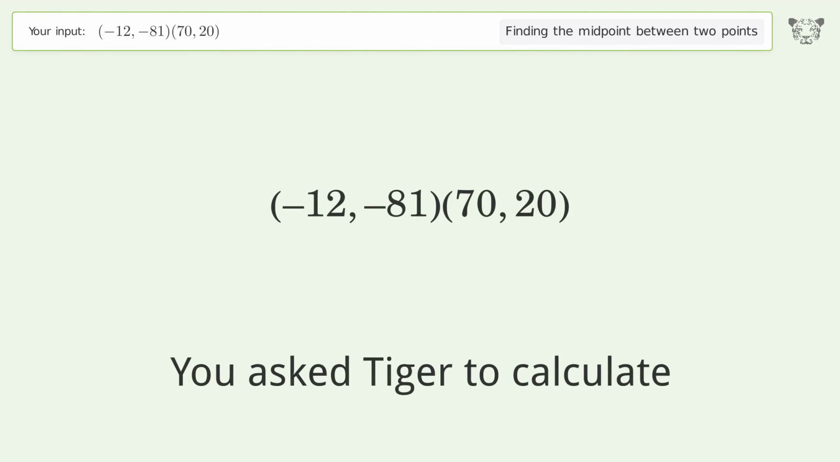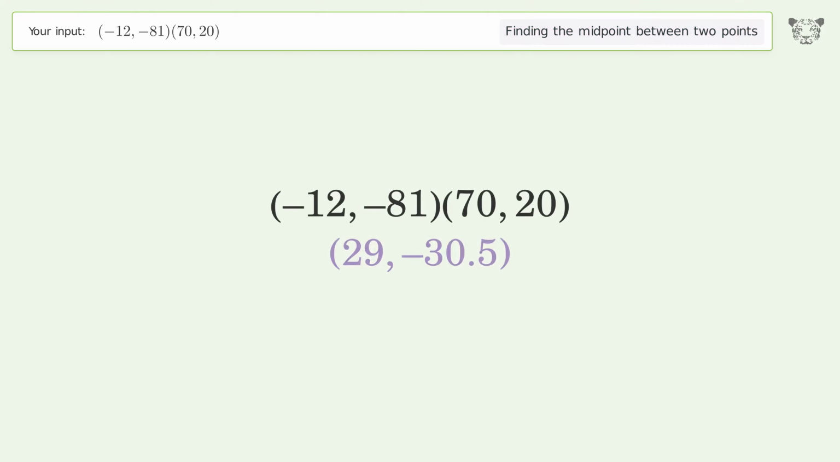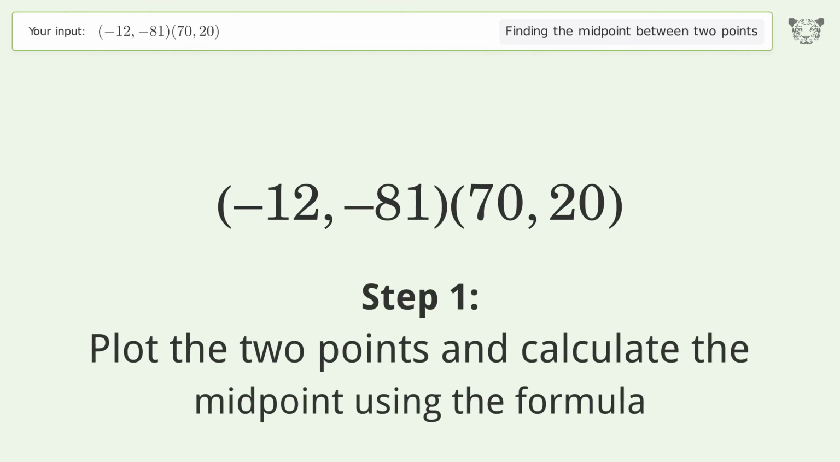You ask Tiger to calculate. This deals with finding the midpoint between 2 points. The midpoint between the 2 points is 29, negative 30.5. Let's solve it step by step. Plot the 2 points and calculate the midpoint using the formula.